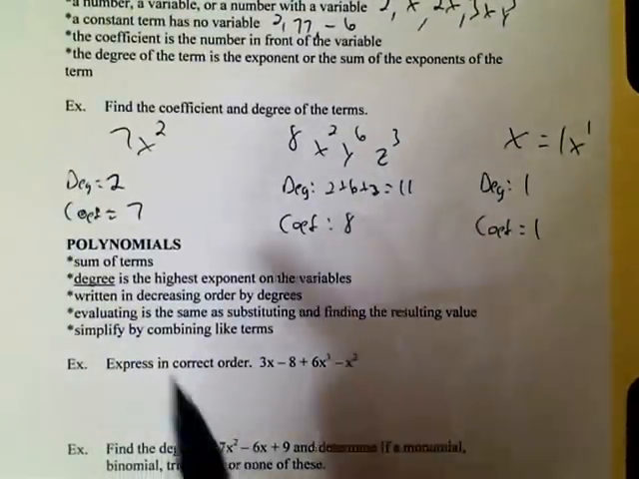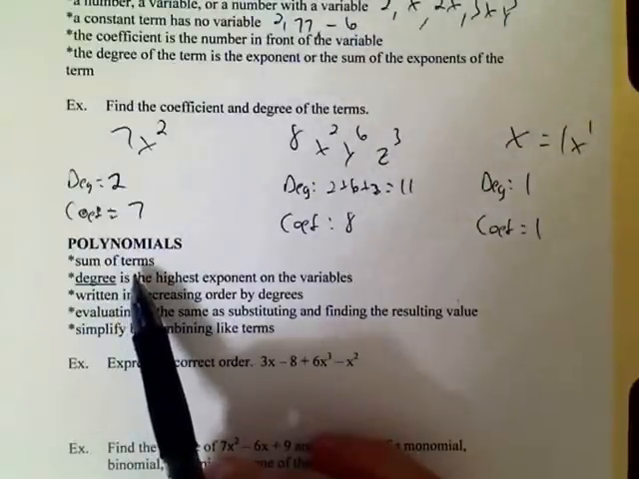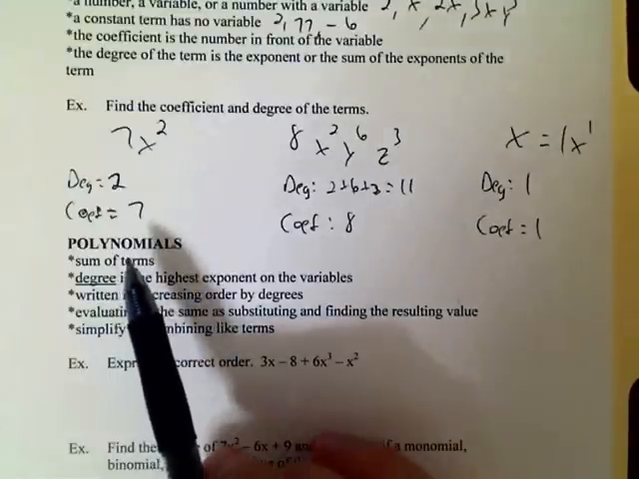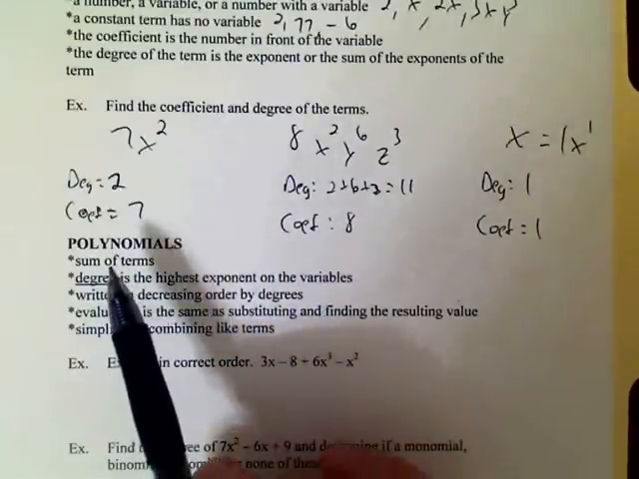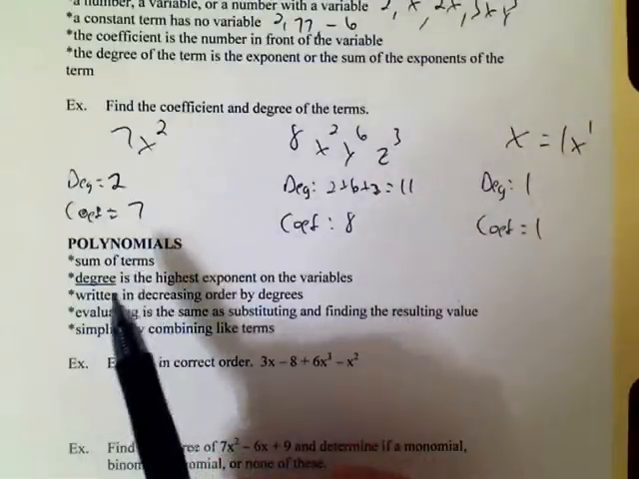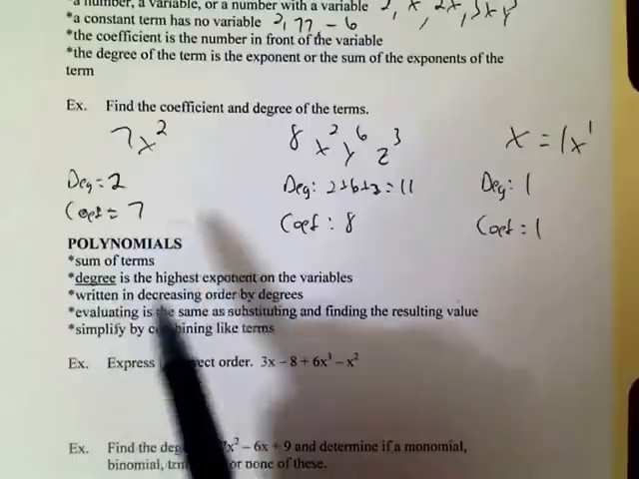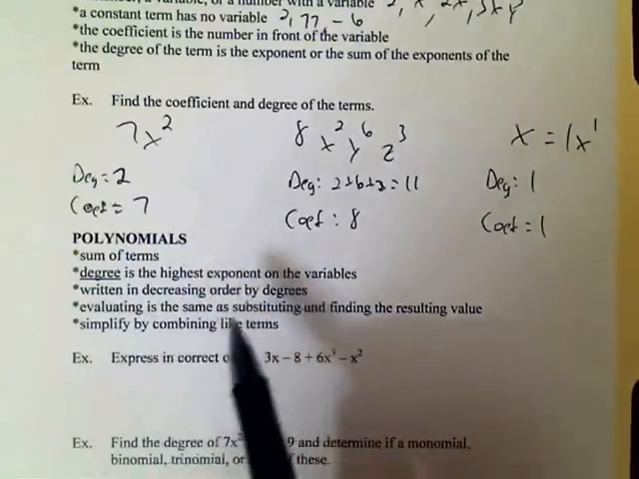Polynomials, once again, I've already mentioned this. They're a sum of terms. Always keep the sign of the term. Keep that in mind. The degree of the polynomial differs from the degree of the terms. What you want to do is find the degree of the polynomial. You will find the degree of each term, and then the term with the highest degree, well, that degree is the degree of the whole polynomial. We'll do some examples to explain that.